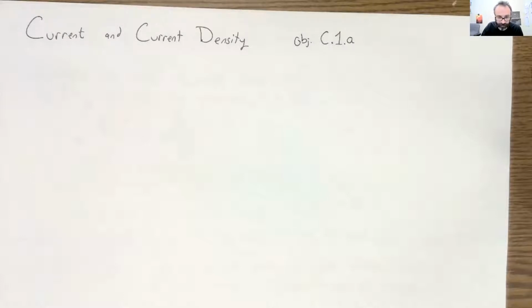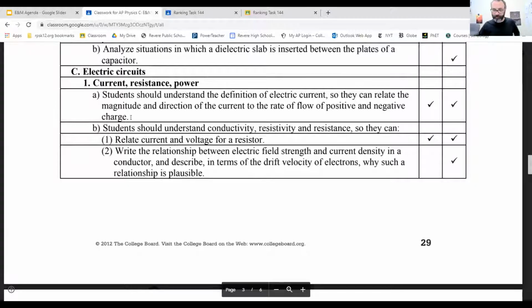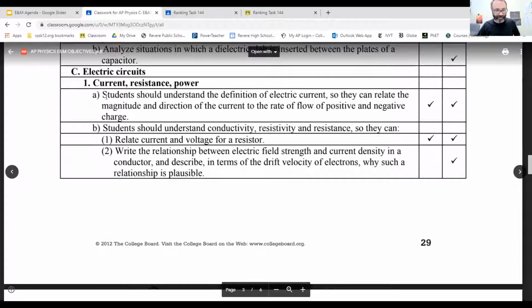And let me briefly show you again that objective on the screen. The one for today is this C.1.A. Students should understand the definition of electric current so they can relate the magnitude and direction of the current to the rate of flow of positive and negative charge.